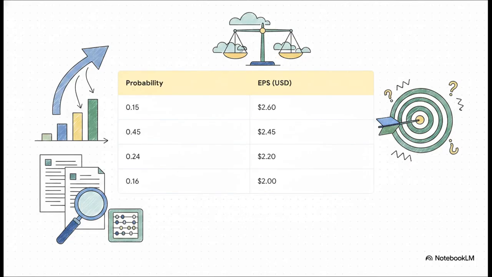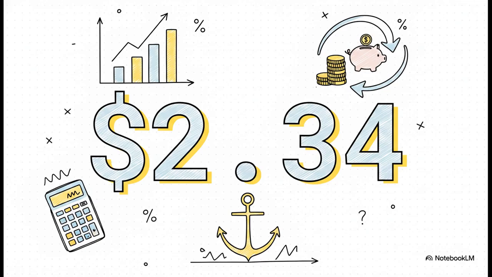Let's use Bancorp's earnings per share as a real-world example here. Instead of throwing darts at a board, a good analyst assigns specific probabilities to distinct EPS outcomes based on deep research. So for instance, maybe there's a 15% chance of hitting $2.60, a massive 45% chance of hitting $2.45, and so on. And here's where the magic happens. By multiplying each of those EPS outcomes by its probability and just adding them all up, bam, we land on a concrete expected value of $2.34.